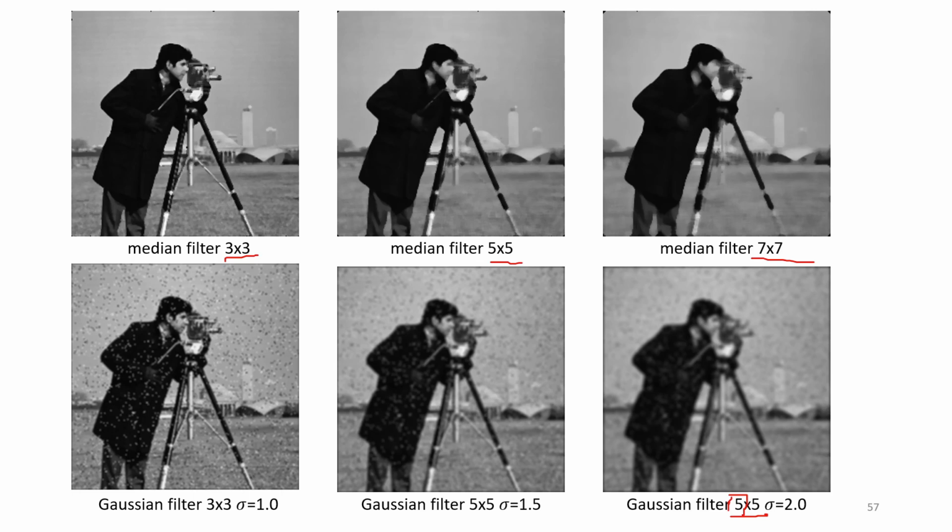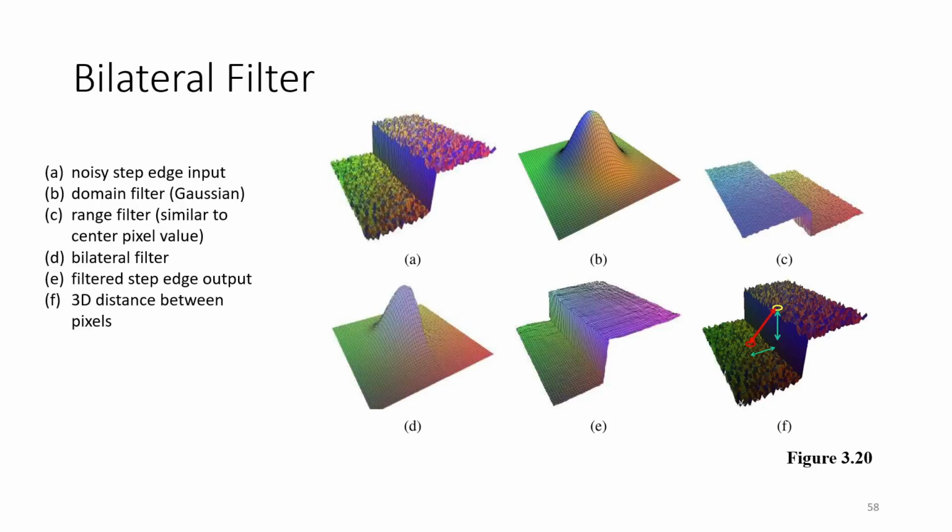All right. And here, because of this type of noise, this is purple and white, it means there are a lot of extremely large or extremely small values as the noise input. So median filter usually works better than the Gaussian filter. So there's another non-linear filter called bilateral filter.